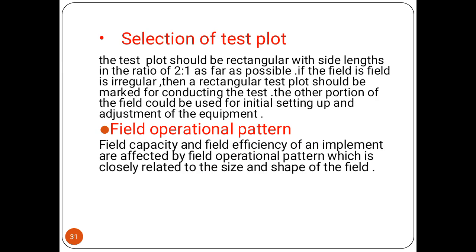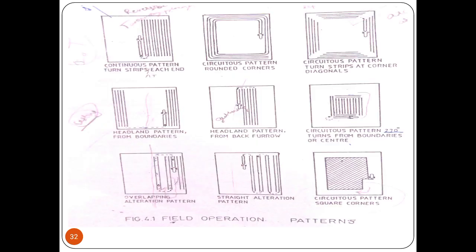Then the selection of the plot: it should be rectangular with a side length ratio of 2:1 as far as possible. And the field capacity and field efficiency of an implement are affected by the field operation pattern, which is closely related to the size and shape of the field. You can select different field patterns like continuous, circuitous pattern, turns, strips, headland pattern, and alternation pattern, as per the shape and size of the field.